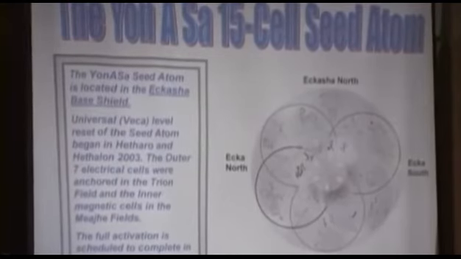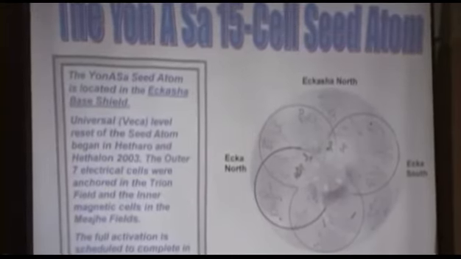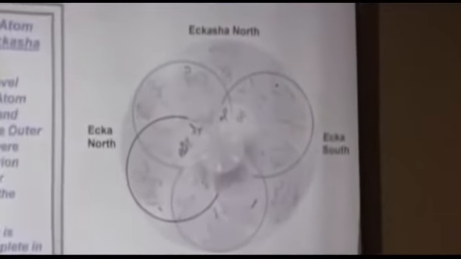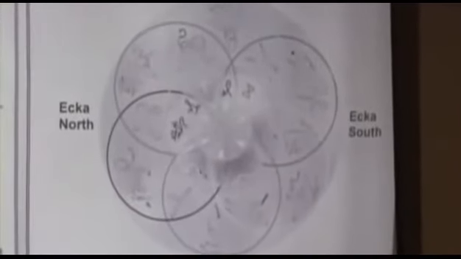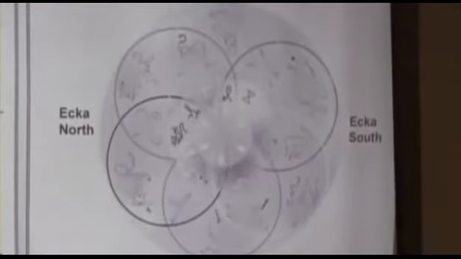This is the Yonesa 15-cell seed atom, and this is the seed atom that is located in the Akasha base shield. This has 15 cells in it that correspond to 15 radial bodies, 15 sets of consciousnesses, and the universal or Veka level of the seed atom was reset for us beginning in Hitharo and then Hitharon 2003.